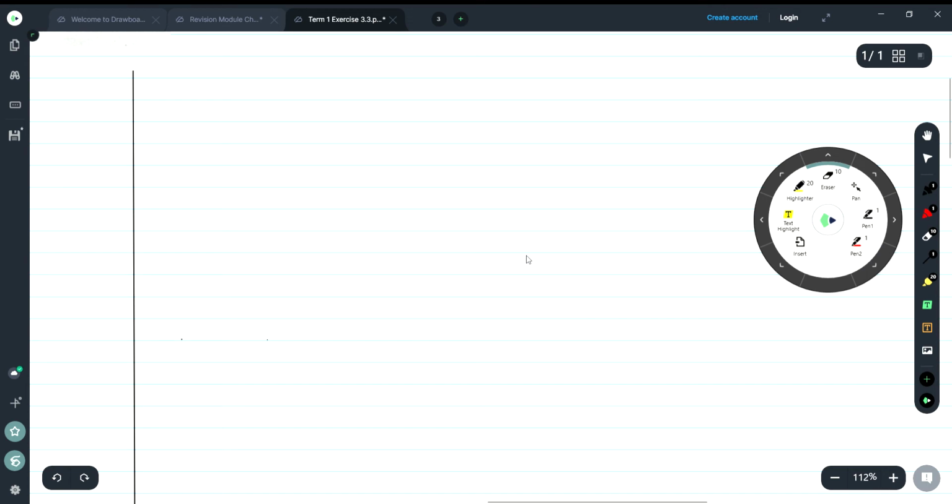Okay, for today we will continue with the discussion for exercise 3.3, question number 10D. Firstly, we write the matrix D.